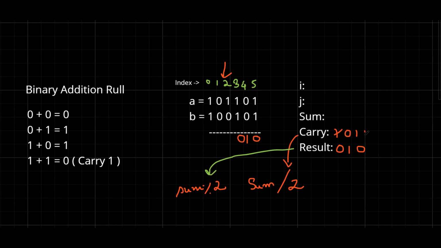So our carry will become 1. And for the result, we have to apply the modular operation between these 2's. So 2 % 2 will become 0. So we have to put 0 here.